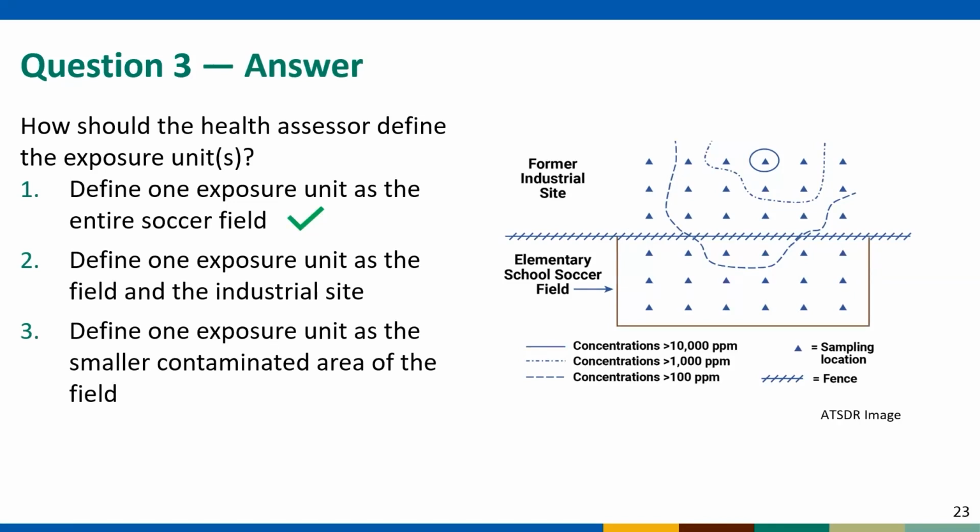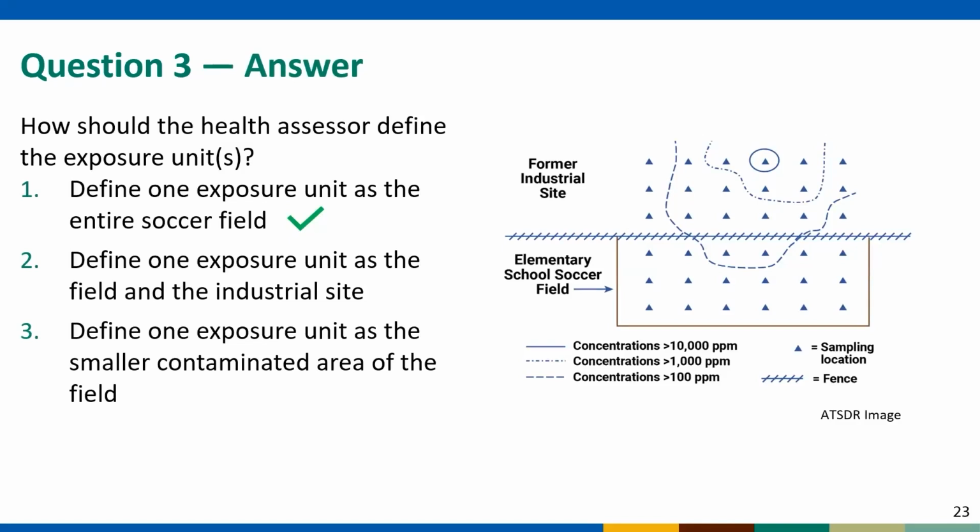The second answer is not correct because it assumes that children access the property of the former industrial site, and we know that to not be true. If you were to decide that some children do trespass onto the site, then the site becomes a separate exposure unit that you evaluate independently from the soccer field.